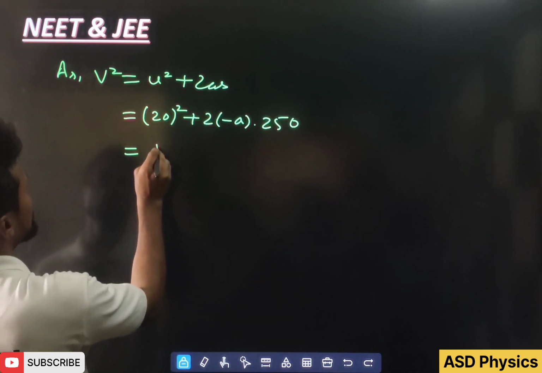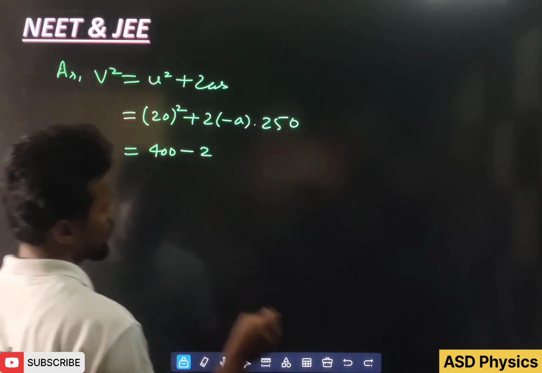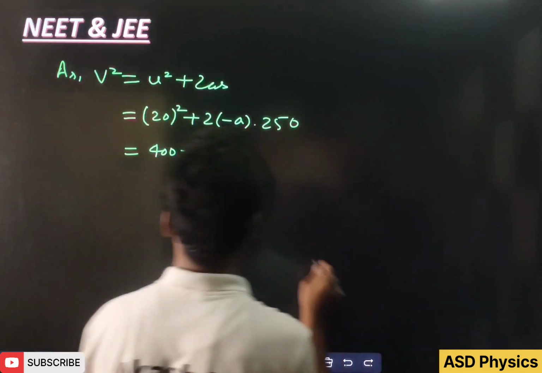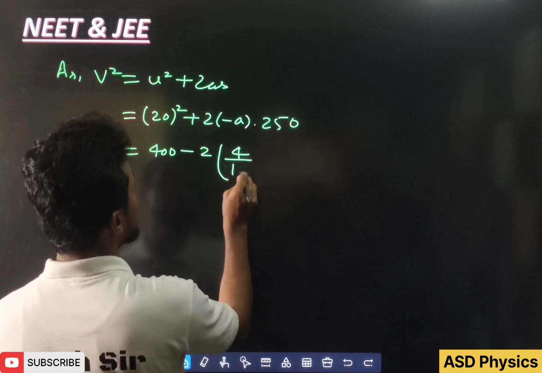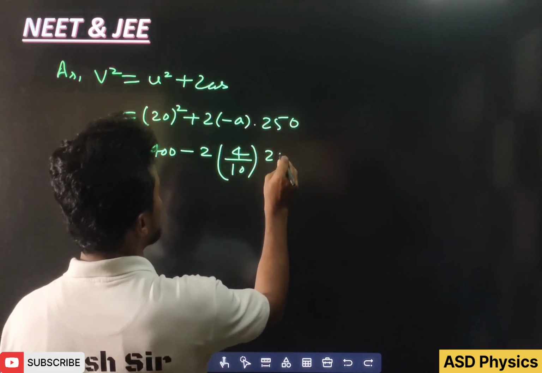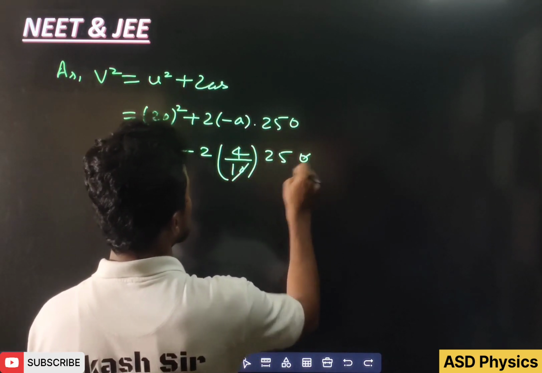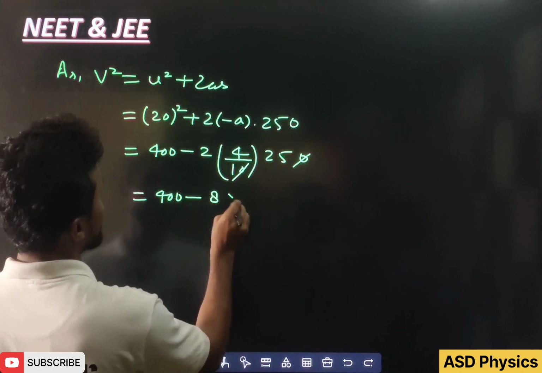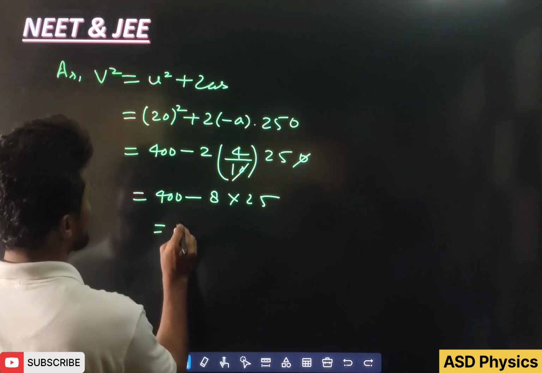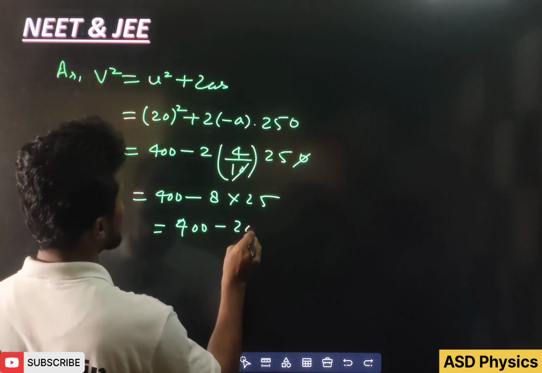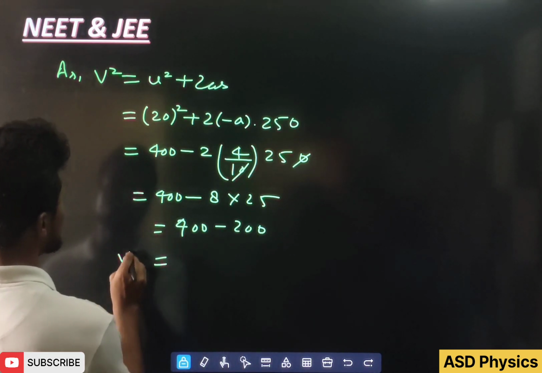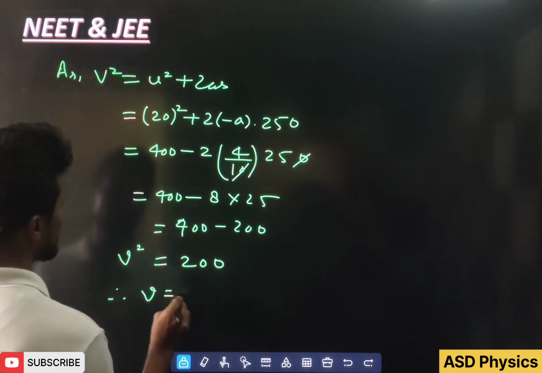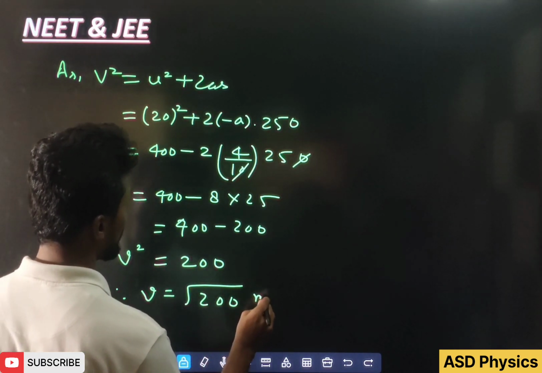So see, students, 400 minus 2, and the value of A, how much is given? Same retardation, so 4 by 10 here, and S is 250. This 0 cancels, so we can see 400 minus 8 into 25, so 400 minus 200. What is coming here, students? V square is coming 200, so we can say V equal to root 200 meter per second.